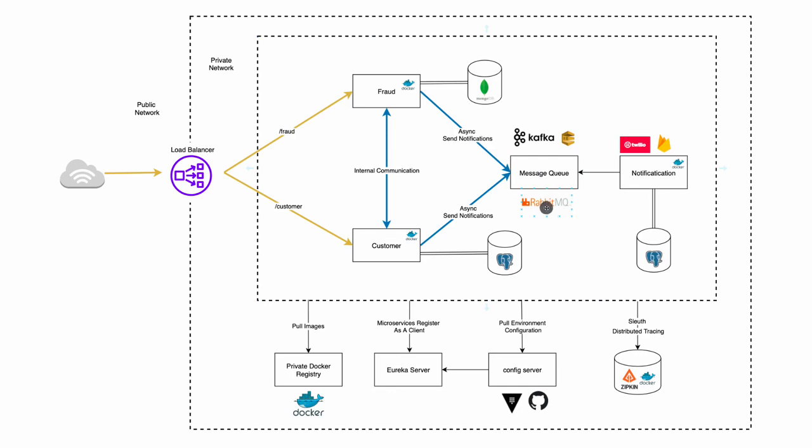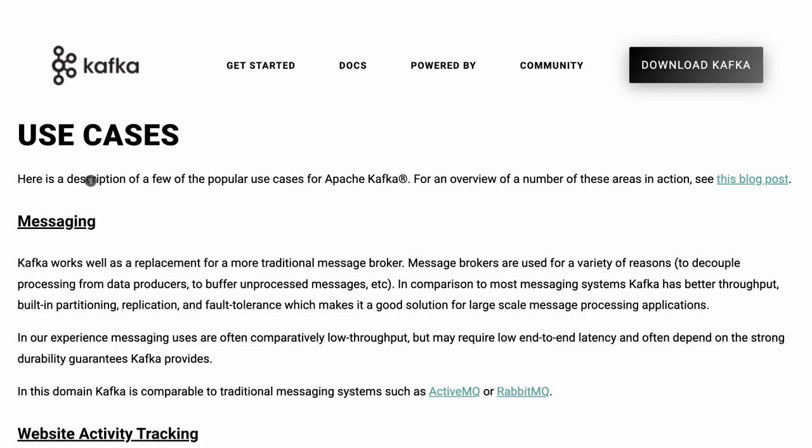So we've used RabbitMQ, but what I want to show you is how we're going to use Kafka. And because you understand how RabbitMQ works, then Kafka should be really straightforward. So if you look at the use cases for Kafka on their website, they say messaging. Kafka works well as a replacement for a more traditional message broker, i.e. RabbitMQ or others, right? Message brokers are used for a variety of reasons to decouple processing from data producers, to buffer unprocessed messages, etc.